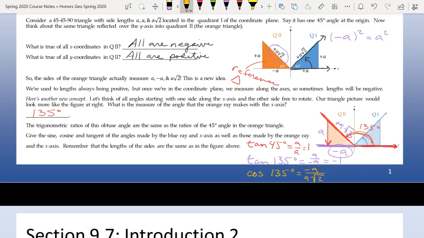Well, those a's cancel, and we get negative 1 over the square root of 2. Now we can rationalize the denominator, and that becomes negative square root of 2 over 2. So the cosine of 135 degrees actually turns out to be the opposite of the cosine of 45 degrees. And all because we can measure these angles starting at the positive x-axis and going counterclockwise.